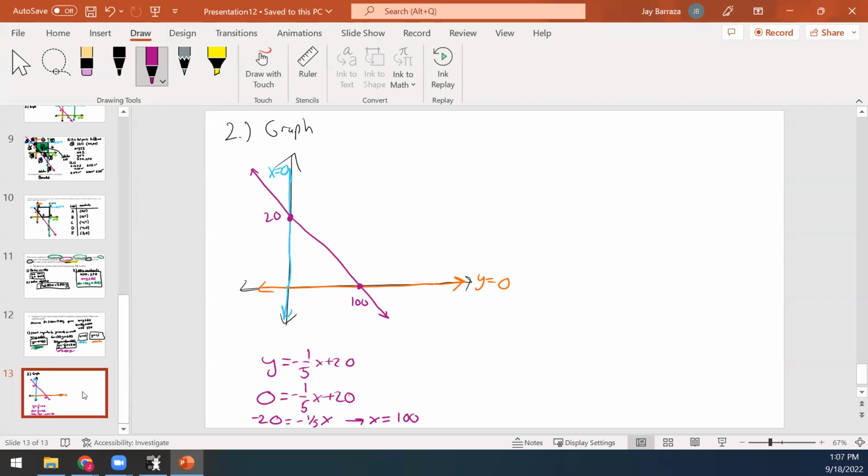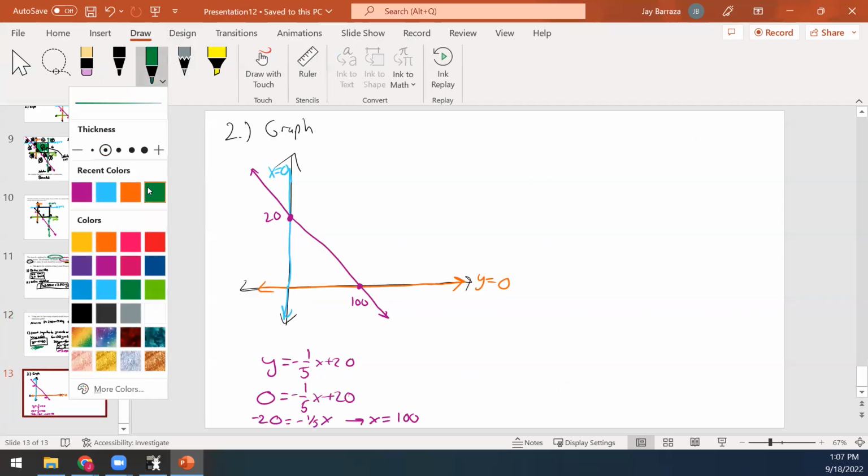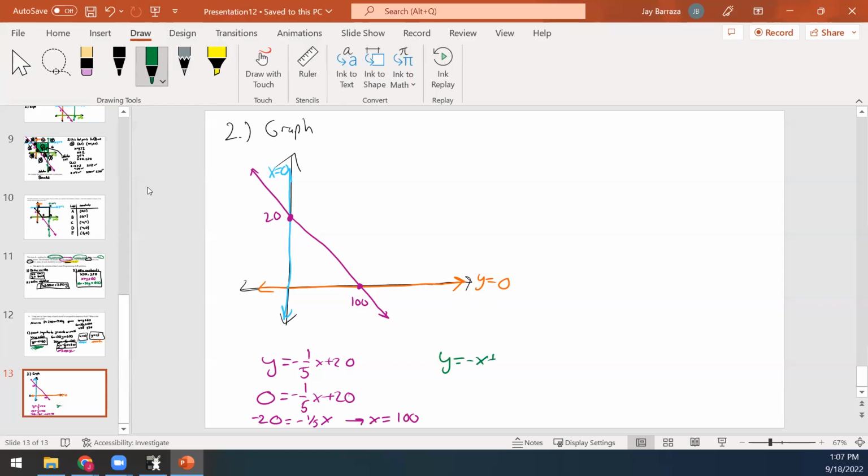And then the green one is negative X plus 60. So that's going to be up here like that. So 60, and I'm going to go down 1 over 1. If I set this equal to 0, then X is equal to 60. So it's going to cross at the 60 point right there. So this is going to be 60.